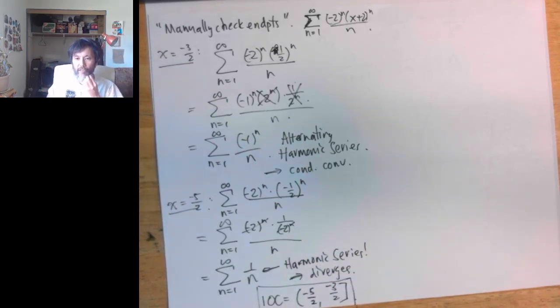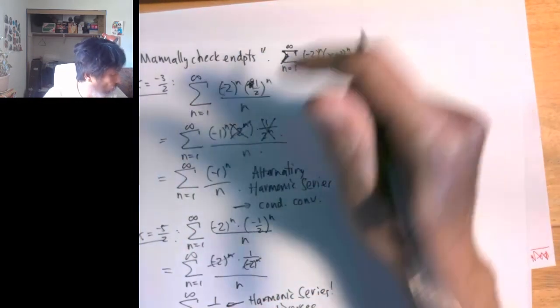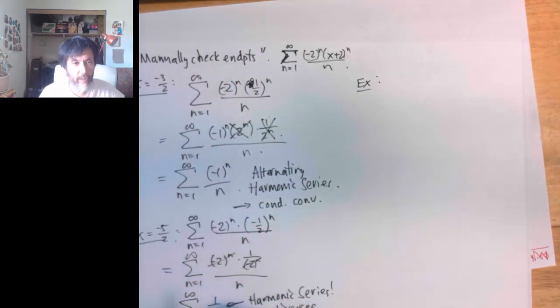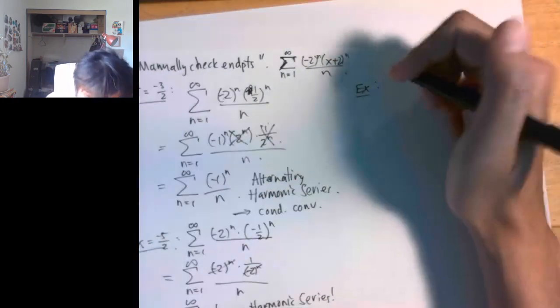That's the interval of convergence. I want to do one last example, which involves these weird edge cases in this fact, where what we get is 0 for this limit. It's very easy to concoct something like that.